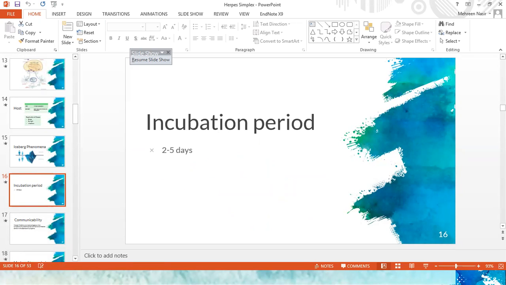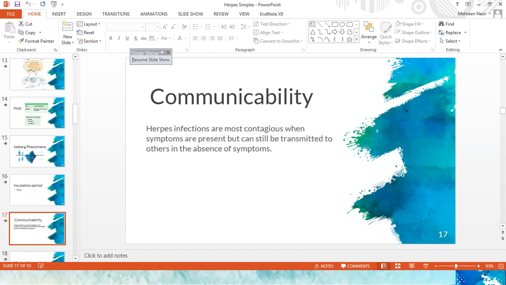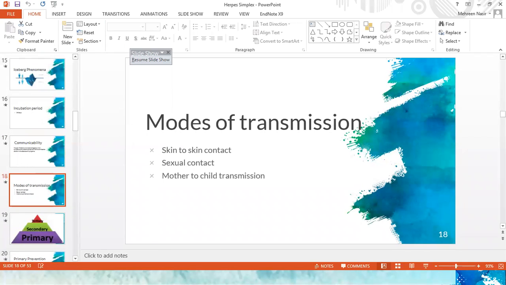Incubation period is 2 to 5 days after attachment of virus to epithelial cells. Discussing the communicability. Herpes virus is most contagious when symptoms are present, but can still be transmitted to others in the absence of symptoms, that is the asymptomatic carriers. Modes of transmission are skin to skin contact, sexual contact, and mother to child transmission.